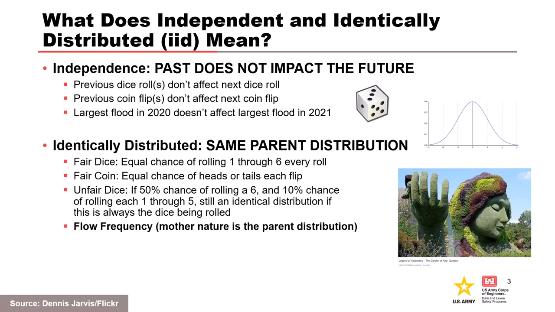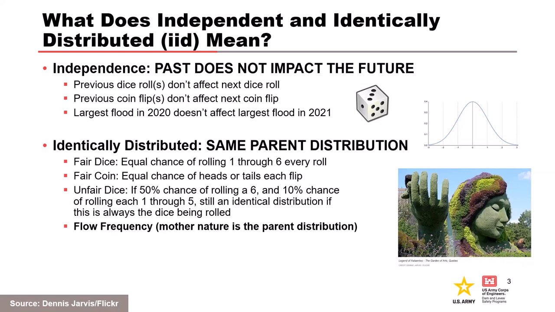So one of the main assumptions we use when we do flow frequency analysis is that the data within a flow frequency time series should be independent and identically distributed. And so what does independent mean? It means that, you know, event in year one has no impact on event in year two. So if you have a flood in year one and a flood in year two and a flood in year three, there's no relationship between them. The flood in year one doesn't cause the flood in year two to be any higher.